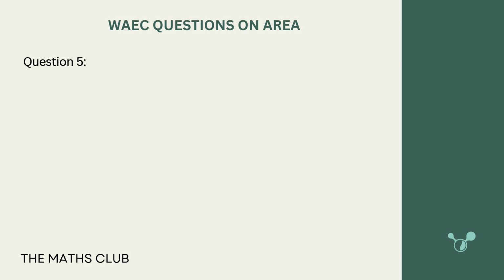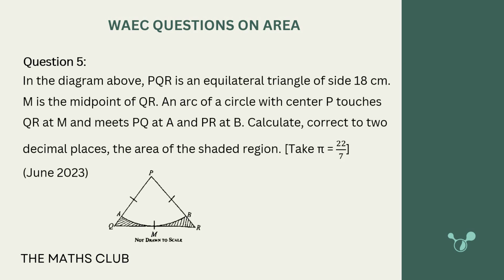Great. Question 5 says that in the diagram PQR, where's PQR? This is our P, these are Q, these are R. So PQR is an equilateral triangle of side 18 centimeter. It says M is the midpoint of QR, and an arc of a circle with center P touches QR. So an arc of a circle with center P, so this is the center of the circle, touches QR at M.